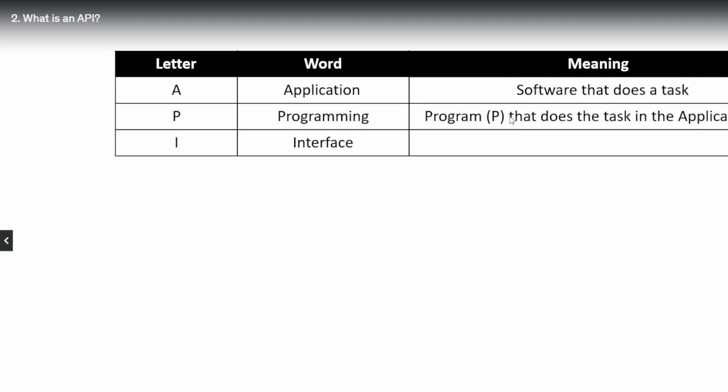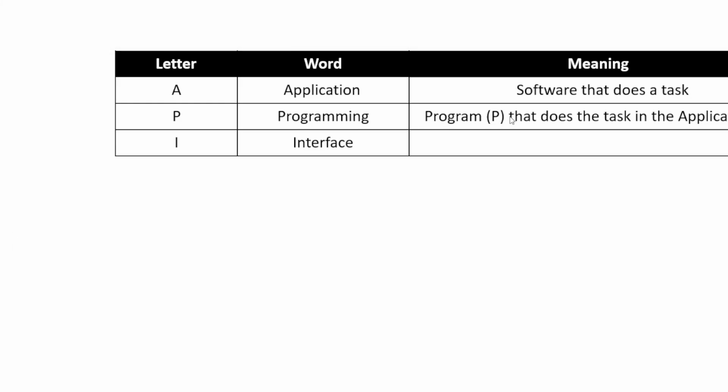Application. So for example, if Pandora application uses a program to play music for you, right? It just doesn't do it by itself. You have to run a program, the play music program, to play the music for you. And lastly is interface. Now, what is interface? Interface is a place where you could tell that program to run within that application.